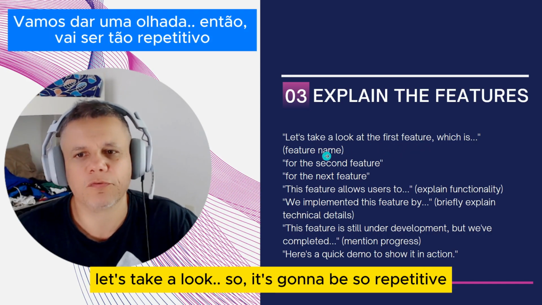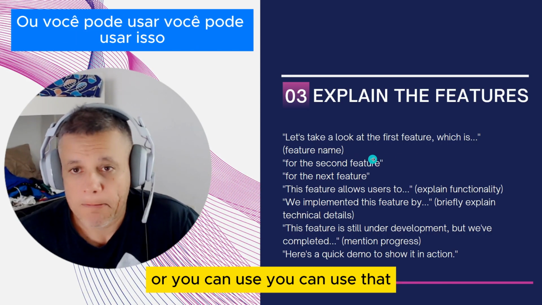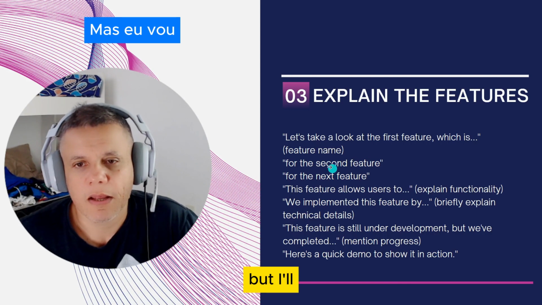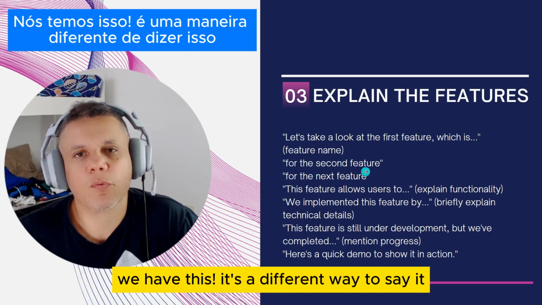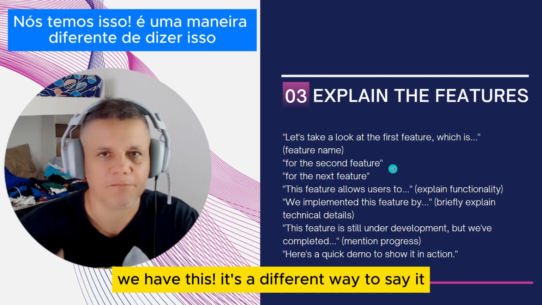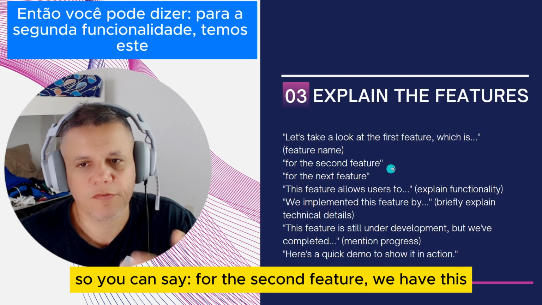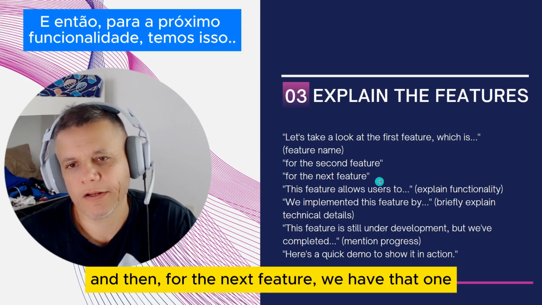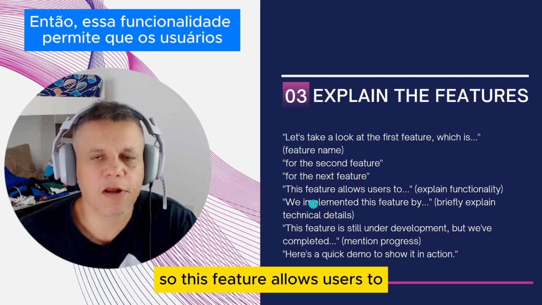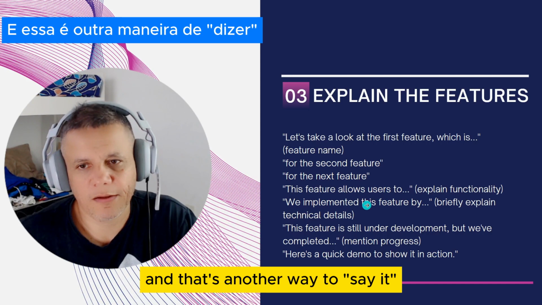It's going to be so repetitive that it can make people tired of listening. Well, you can use that, but I would say you can say, for the second feature, we have this. It's a different way to say it. And then for the next feature, we have that one. So this feature allows users to... that's another way to say it.